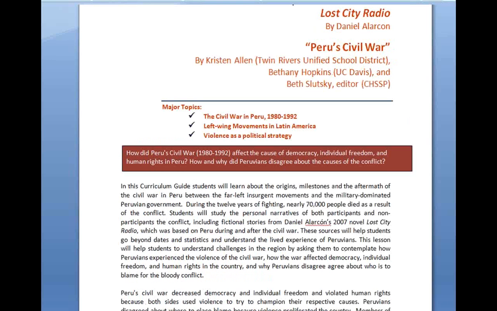Okay, so then this is the real first page. This is what all of the first pages are going to look like. So this is the first page of the Lost City Radio curriculum guide. You can see right below the title of the book, we've put the title of the lesson in quotes, which is Peru Civil War. Right underneath that are the authors, Kristen Allen, an administrator at Twin Rivers Unified School District, north of Sacramento, which was also authored by Bethany Hopkins from UC Davis and myself. So you've seen the title, you've seen the authors, and then right below that you'll find the major topics.